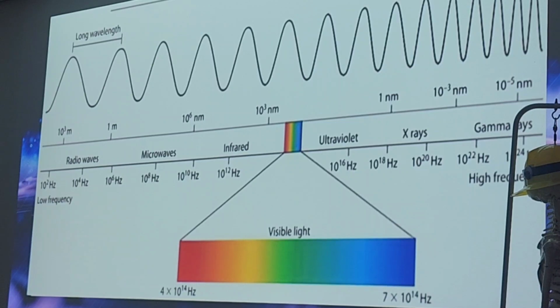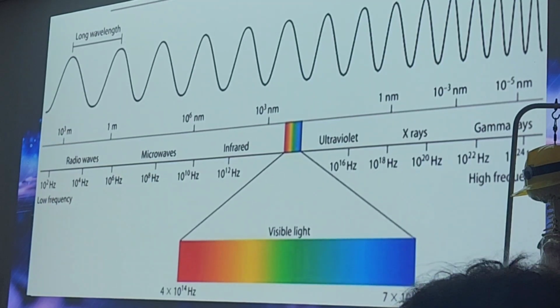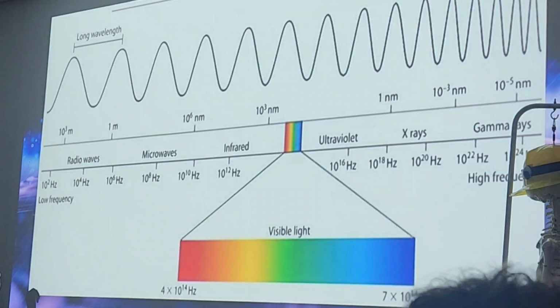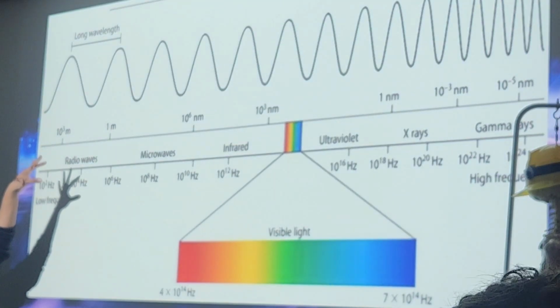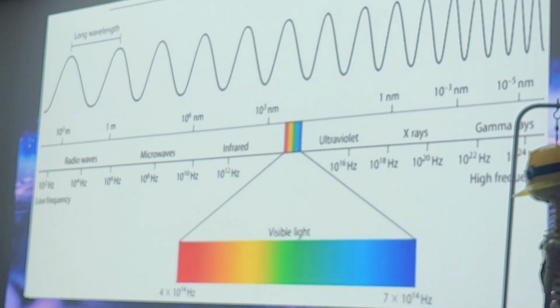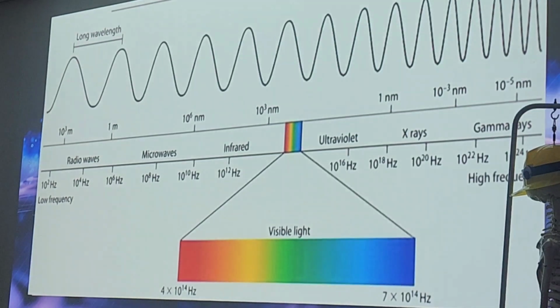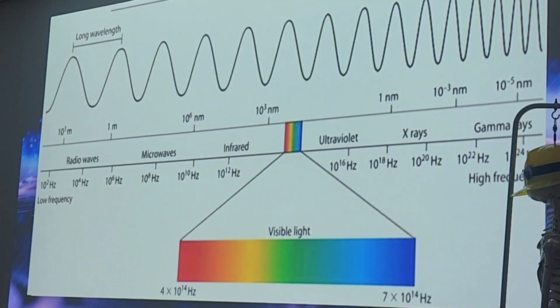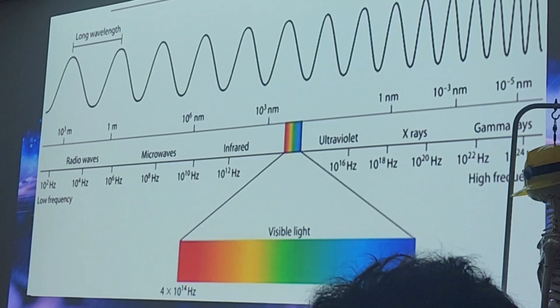On short wavelengths, the frequency is higher, and on long wavelengths, the frequency is lower. So wavelength and frequency have what kind of relationship? Inverse. And frequency and energy have what kind of relationship? Direct. So a longer wavelength will have lower frequency and lower energy, and a shorter wavelength has higher frequency and higher energy.